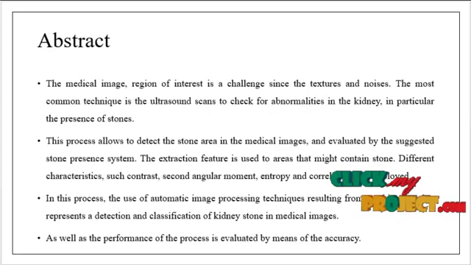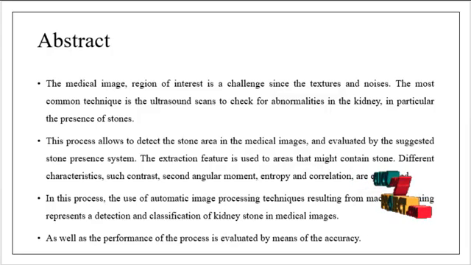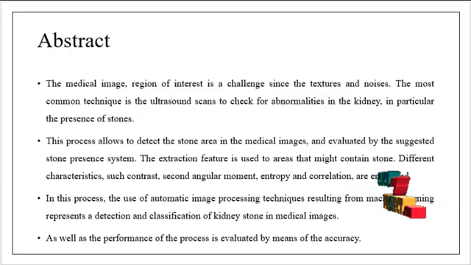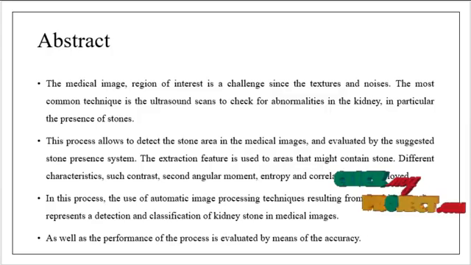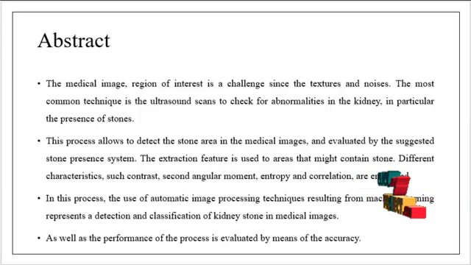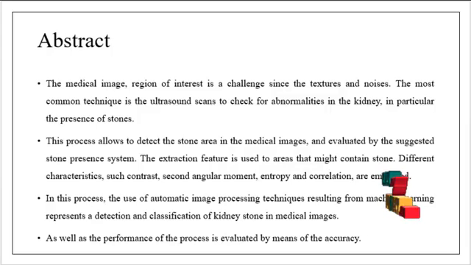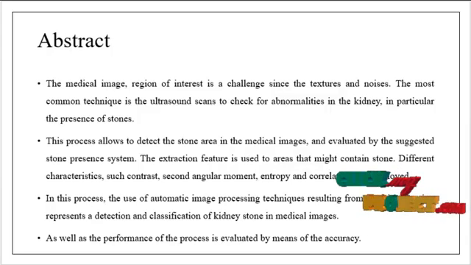Based U-shaped in polycystic kidney disease. In medical images, the region of interest is challenging since textures and noises are present in the images. The most common technique is ultrasound scans to check for abnormality in the kidney region, in particular the presence of stones. This process allows us to detect the stone areas in the medical images, which are then evaluated by the suggested stone presence system.